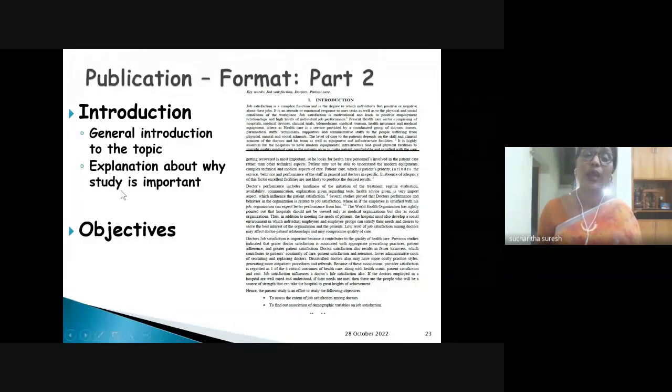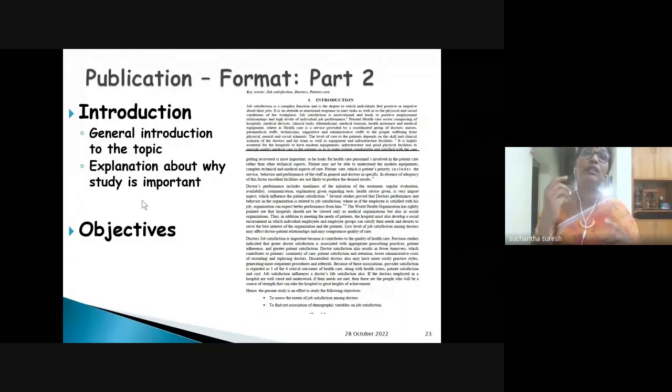Then comes an explanation about why the study is important. That's all you'll be talking about. You can give 3 paragraphs in the introduction, wherein one paragraph focuses on what your study is about, in a general introduction. Then the second and third paragraphs clearly show why your study is important. The second paragraph also talks generally about issues. You have to have these 2 components: a general introduction to the topic and an explanation about why your study is important.